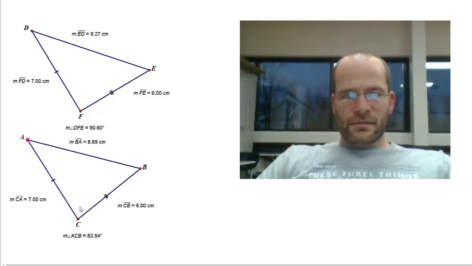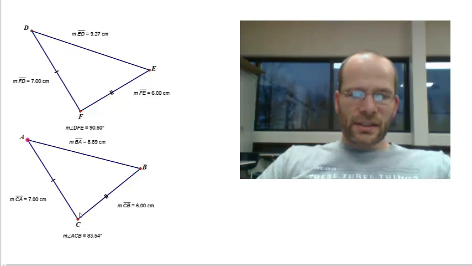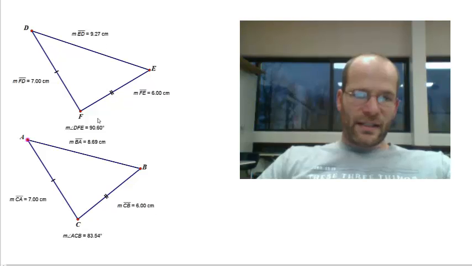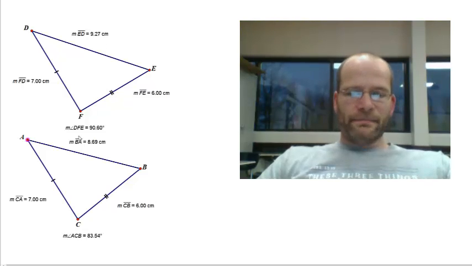What are we able to conclude? We're able to conclude that the smaller included angle will be opposite the shorter side. So in this case, 8.69 is smaller than 9.27, and so we can be sure that angle C is smaller than angle F. When we look at the measures, 83.54, 90.6, we can be sure that that is true. It backs up our theorem.